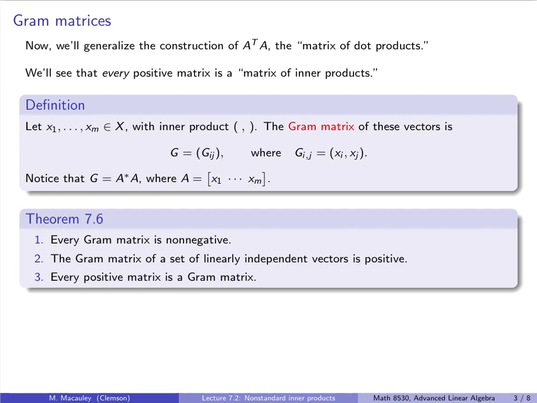So what we will do is, given a positive matrix, we will show how to construct a new inner product so that this matrix is the Gram matrix of a collection of vectors. Let's get started with that right now.